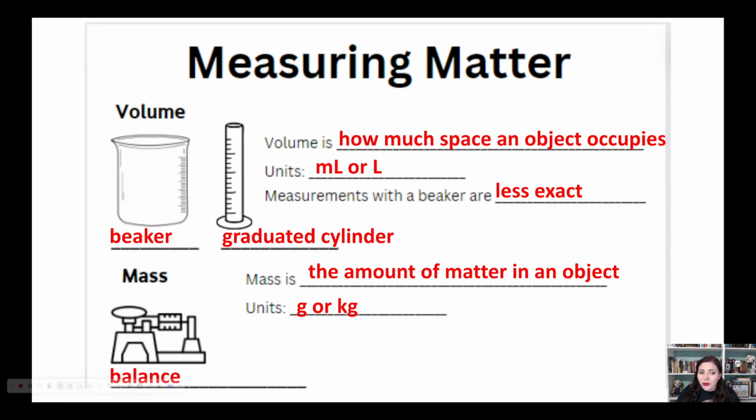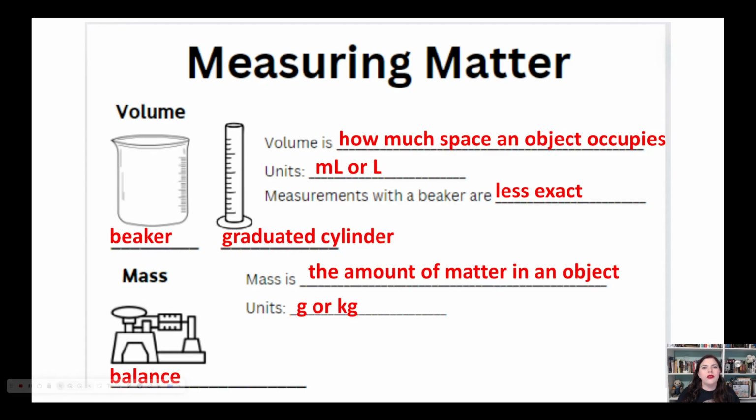We can do it with a beaker, but a graduated cylinder is going to be better because it's more precise, right? We've got more little lines on it. A beaker typically only goes by 50s, and so that's not very accurate, okay? So a graduated cylinder is going to be more exact. That's what we want to use to measure liquid volume in milliliters or liters.